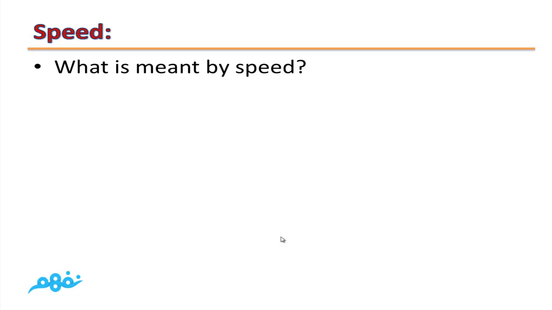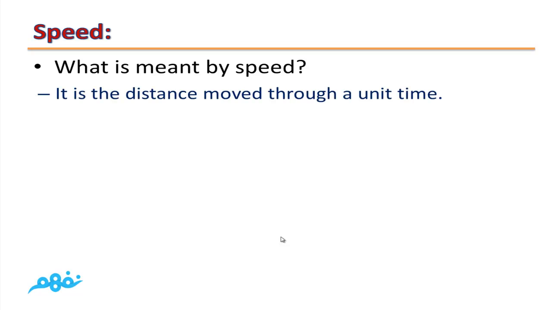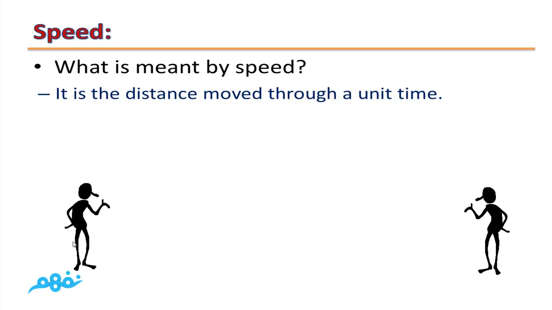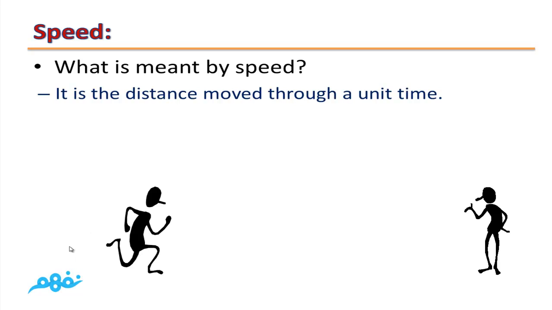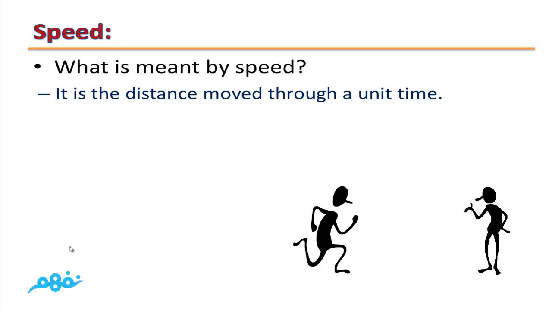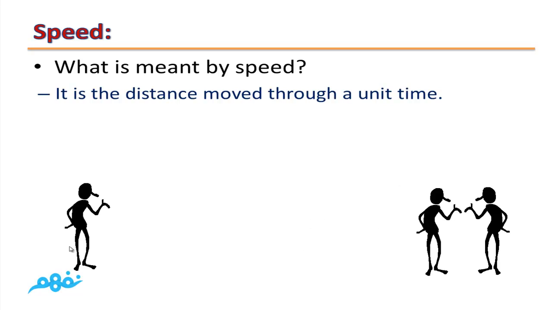Speed. What's meant by speed? It is the distance moved through a unit time. We will use the first example again. This person will represent the observer, the reference, and this one is the moving person. He will move toward the observer. As we said before, he changed his position from point A to B, and he took a time to cover this distance.